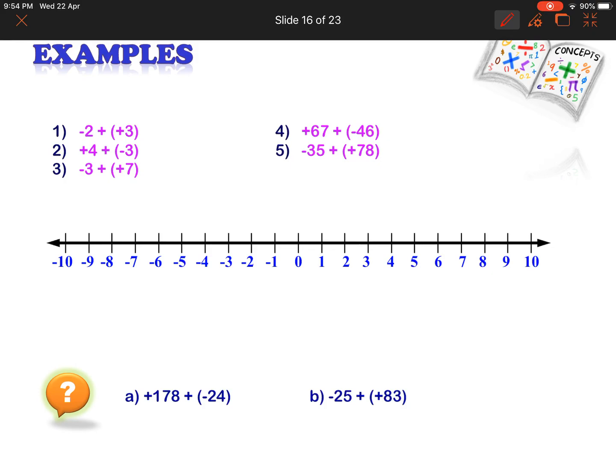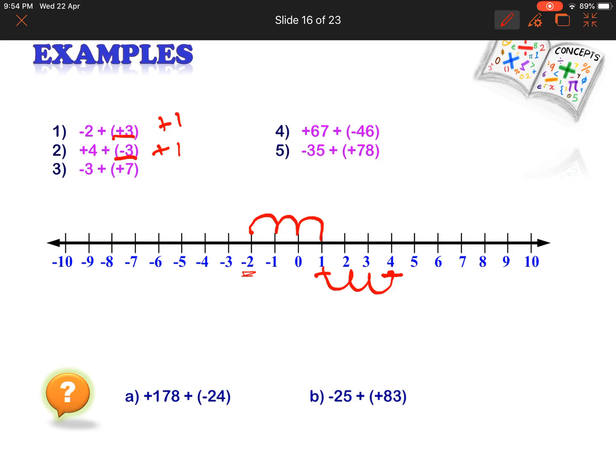First example, minus 2 plus 3. We are adding positive integer to another integer. We will move towards right on the number line. So let's take minus 2 on the number line and move 3 places to the right. 1, 2 and 3, which gives us plus 1 as answer. Minus 4 plus minus 3. We are adding negative integer. We will move towards left on the number line. Take minus 4 on the number line and move 3 places to the left. 1, 2 and 3, which gives us minus 7 as answer.